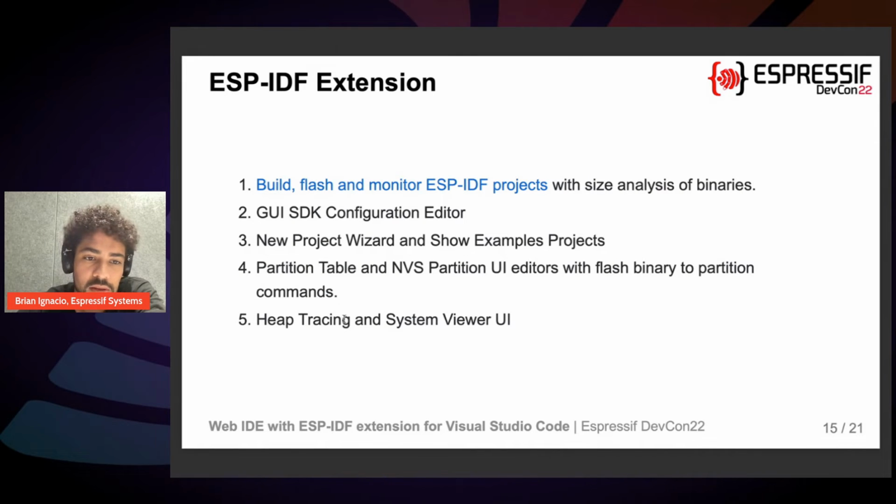We also have the heap tracing and the system view UI tracing. This allows you, if your project is configured to do application level tracing, heap level tracing and system level tracing, to run these traces from the extension. It will generate the trace files, and from the trace files you can have some visualization, for example some plots and some usage of your system, and then you have some advanced system visualization. For example, you can use something like SysViewer for advanced system usage visualization.